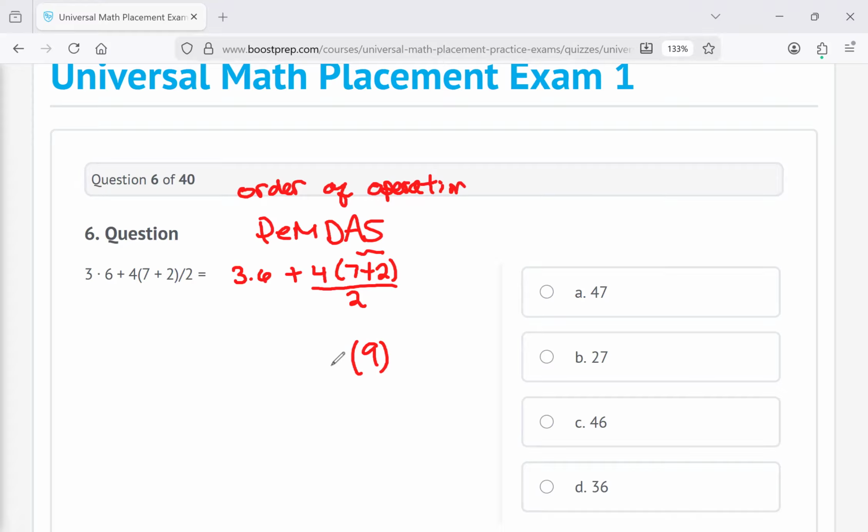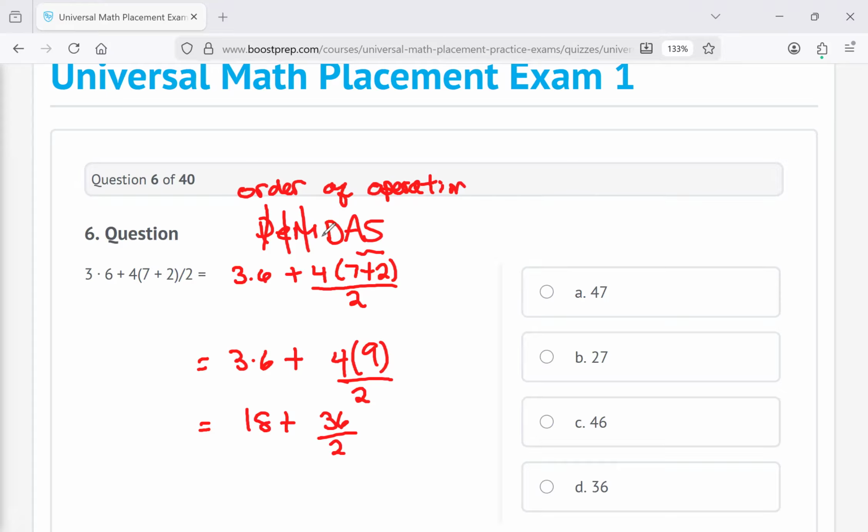So bring down that 4, bring down that plus, and then this is not 3.6, it's 3 times 6. And then don't forget this is all over 2. Okay, so we did parentheses. Do we have an exponent? No. Do we have a multiplication? Yes, we have 2. That dot means multiplication, it's not 3.6. So multiply that out. 3 times 6 is 18 plus, and then you have this multiplication. 9 times 4 is 36 over 2, right?